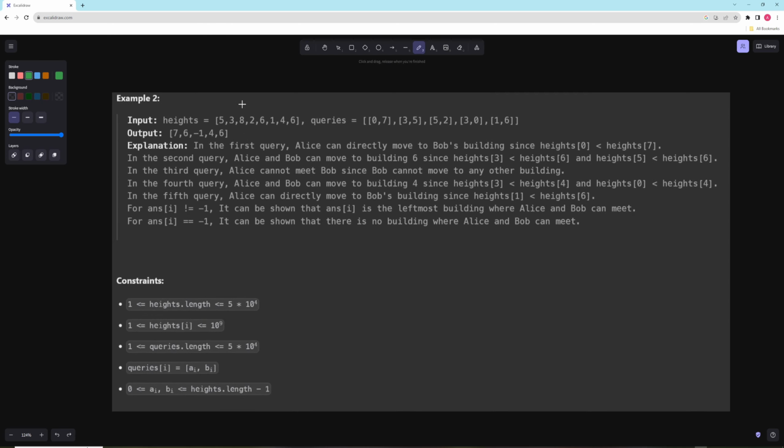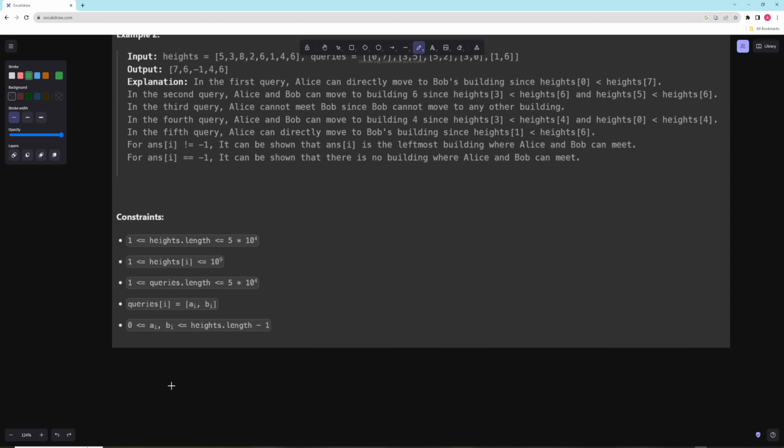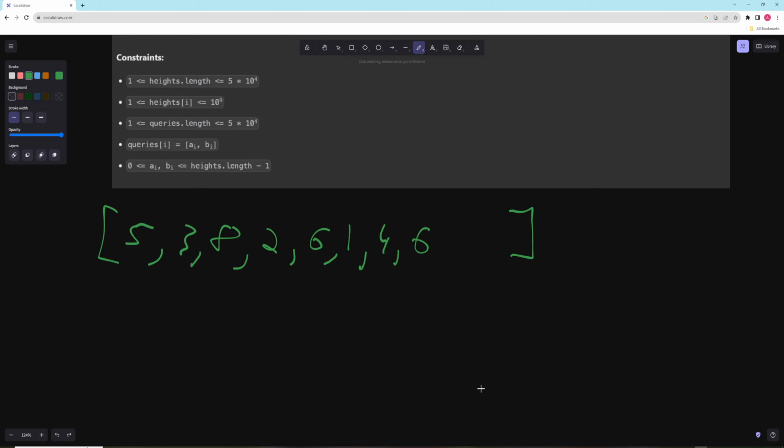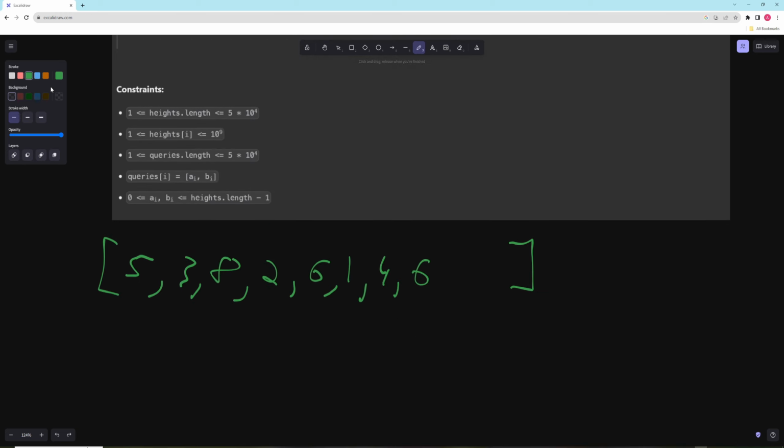So let's take this exact example, these exact buildings. So we have 5, 3, 8, 2, 6, 1, 4, 6. Let's simplify the problem a little bit, because for these hard problems, it's good to simplify it.